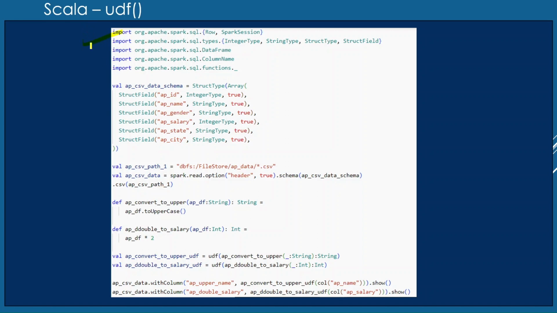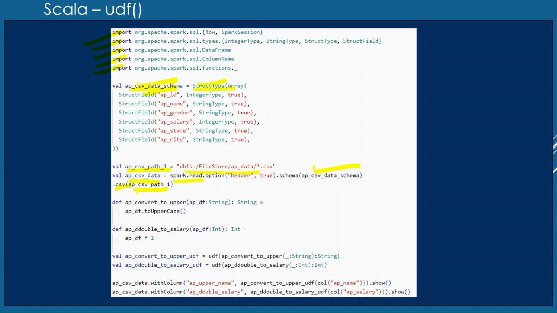So what I am doing here, I am importing all the required libraries. Here I am creating a custom schema with the help of StructType and StructField. Here I am creating a variable in which I am storing the folder path in which a lot of CSV files are present. I am creating this data frame by reading a CSV file with the help of the spark.read.csv function, and I am also using the custom schema which I have created here.